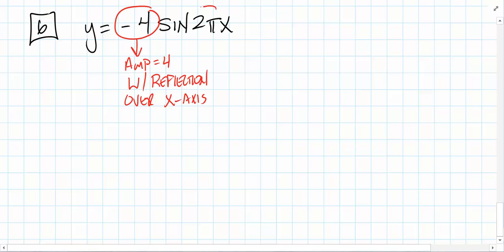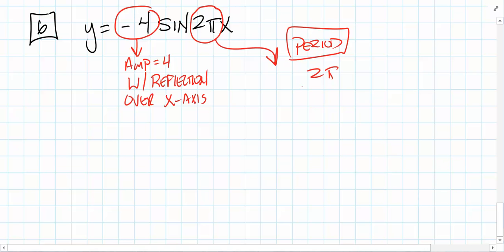All right, then we have a period. The normal period for a sine curve is a distance of 2 pi, meaning it starts and ends in 2 pi. This one is different though. We actually have a number in between the actual trig function and the variable x. So, how do we figure out what the period is? We take 2 pi and we divide it by whatever number happens to be between the sine and the variable. Well, in this case, that is a 2 pi. So I'm getting a period of 1.